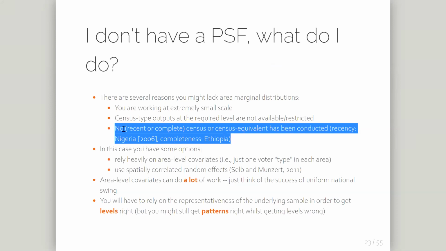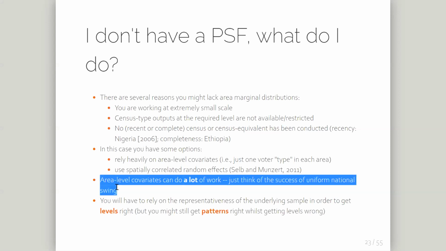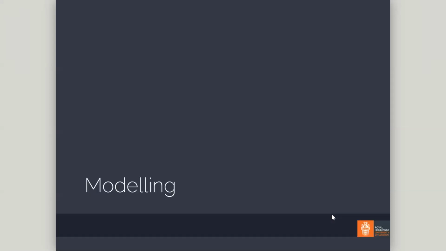So in that kind of situation, you do have some options if you're interested in opinion in different areas. You can just bet the bank on your area level covariates. That's a bit like saying there's just one type of voter in each area, and we're going to model how their probability of having a particular opinion changes, not as a result of changes in their voter type, but as a result of changes in the area level predictors that we include in our model. And that can work. Area level covariates are really important, but it's not going to help you if you have some of the problems of unrepresentativeness of your underlying sample. So those are the two inputs that you need for any application of MRP.